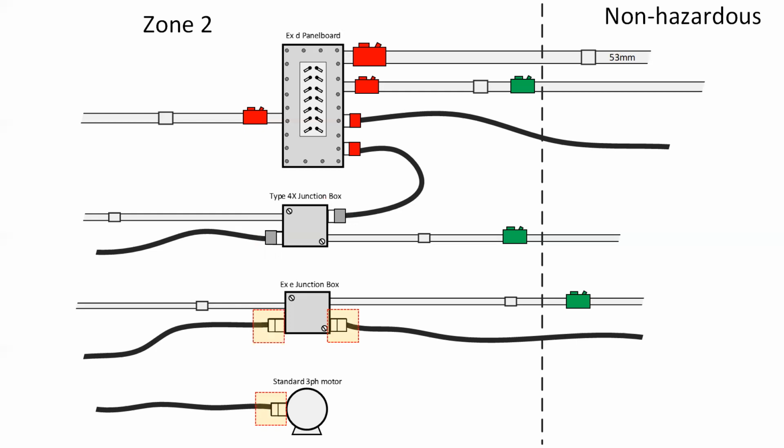What about the EXE junction box down below and also my standard three-phase motor? Well, these also are not identified specifically within 18-154, and due to their absence of direction, a seal is not required on any of these items.